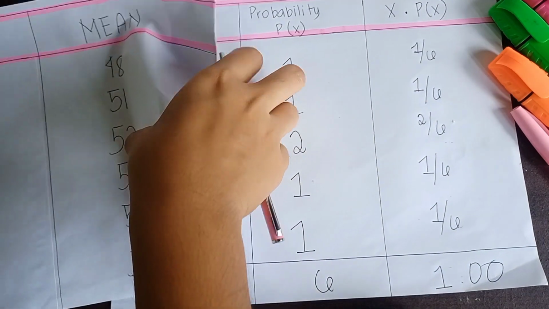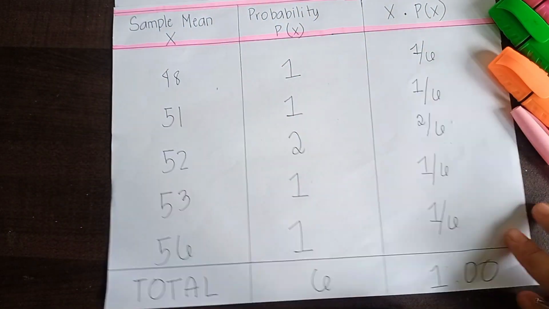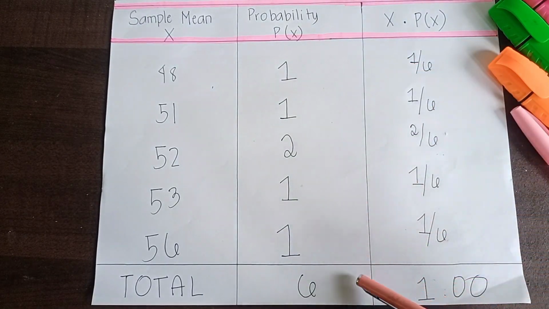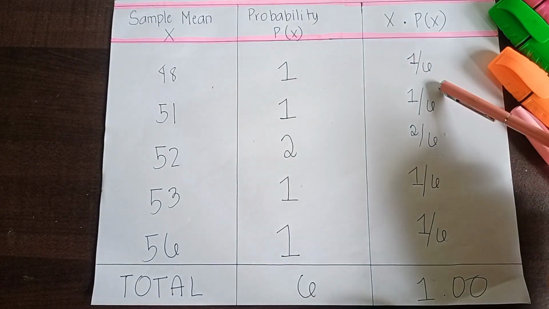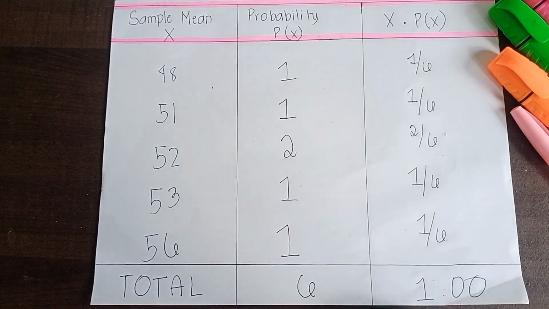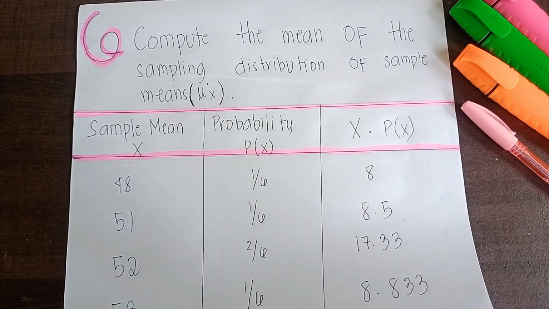When we add all the values in the second column, we will have a total of 6. And when we add all the values in the third column, we will have a total of 1. Alright, we are getting a little bit closer to the last steps.